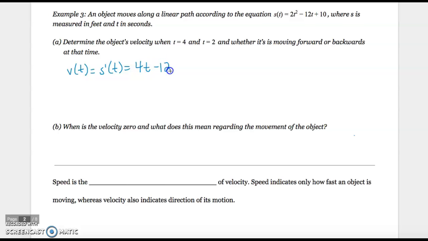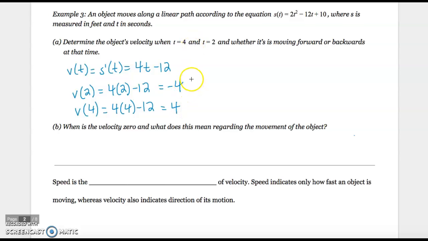4t minus 12. And so if I want to find my velocity at 2 seconds, all I have to do is plug 2 in. And then my velocity at 4 seconds would be me plugging 4 in. So we get 8 minus 12, which is negative 4, and then positive 4. Also watch your units here.